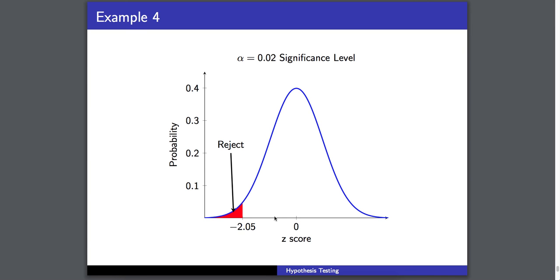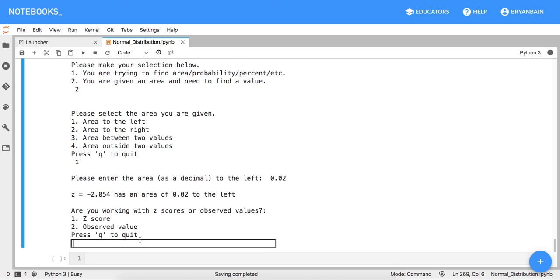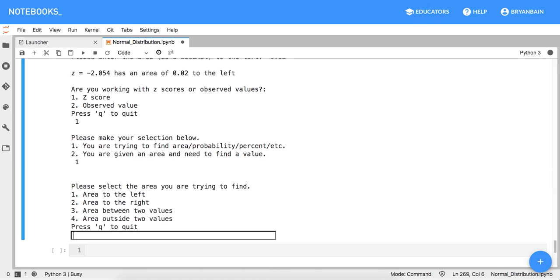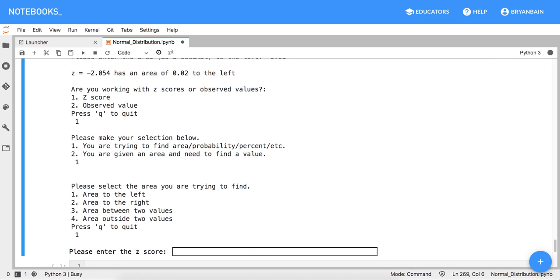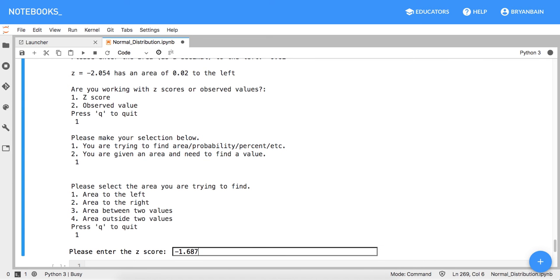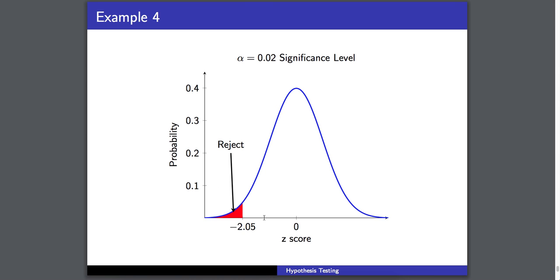If we want to find the p-value for this, we can take this z-score, this negative 1.687, and we can find the area. So if we go working with z-scores, this time we're trying to find an area, a probability or percent, a p-value. And it's the area to the left. And the z-score we said was negative 1.687. And we get about 0.0458 as our p-value. So in terms of this, if negative 1.687 is here, then everything to the left of that is about 4.58%, which is greater than the 2% in red.